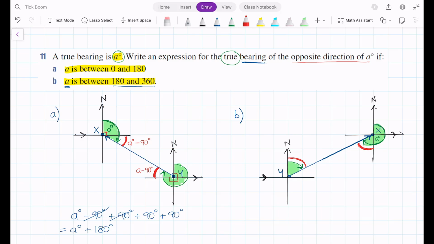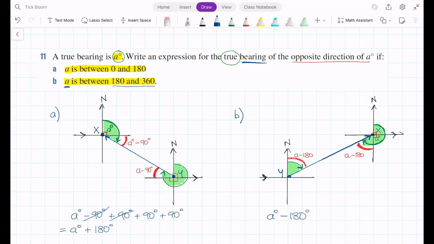So if the whole angle of the original true bearing was defined as A, then this bit in red must be the whole angle A minus 180 degrees because we've got two 90-degree components. It's a straight line, and a straight line is 180 degrees. So this extra bit is A minus 180 degrees, which means this new bearing is also A minus 180 degrees. So that's all we need to write our answer. The new true bearing is A degrees minus 180 degrees.